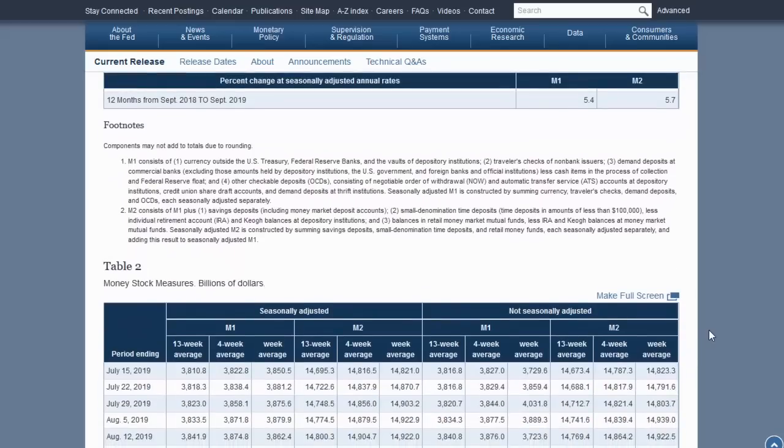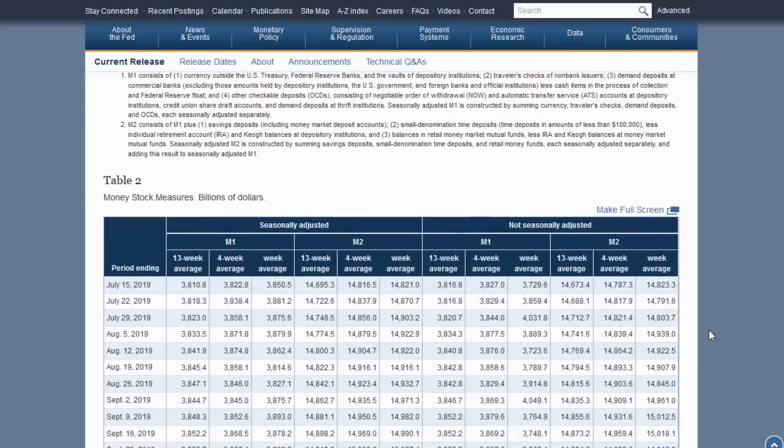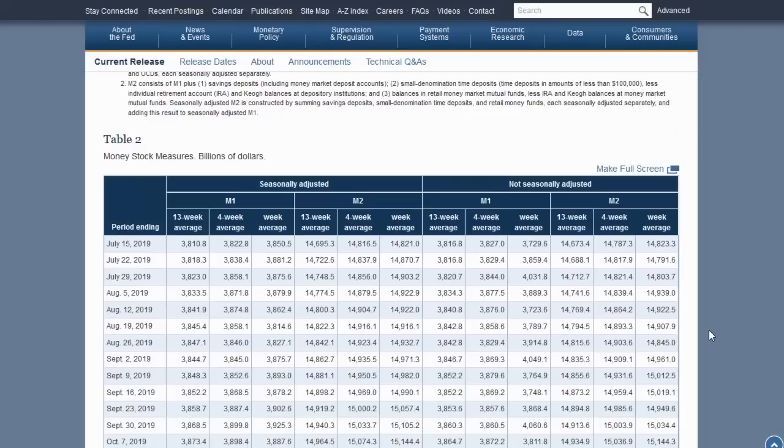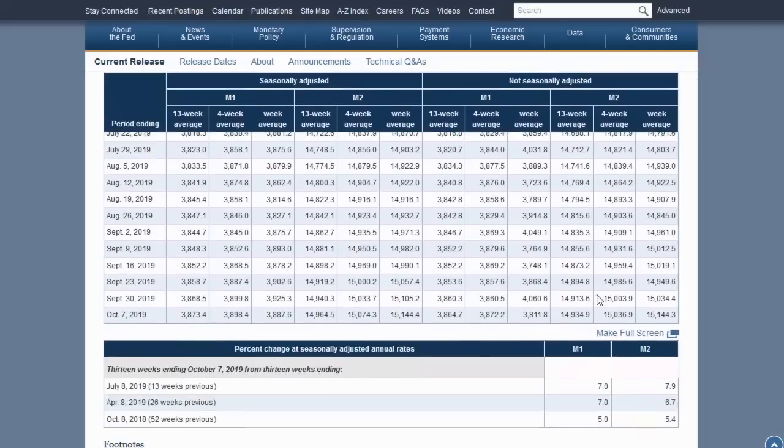And then we see money stock measures in billions of dollars. We can see these are the numbers up through October the 7th here. And from the M2 numbers, we see the averages for 13-week and so forth.